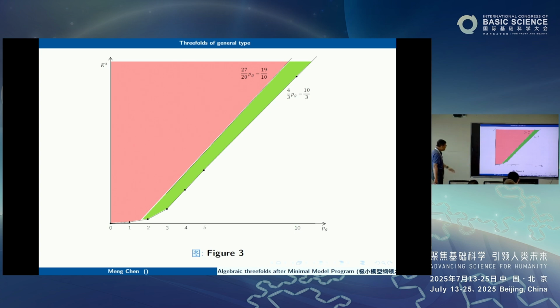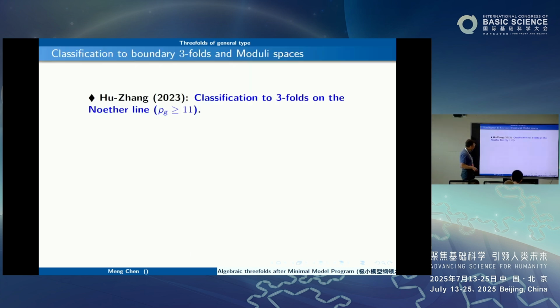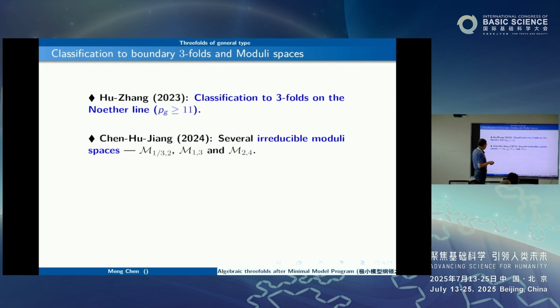This lower bound is bounded, so we should find examples. On the other hand, we should have some effective way to determine the lower bound. So finding examples is very important. Actually, recently we did some of this.